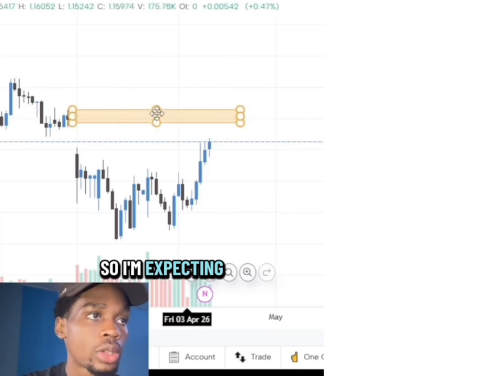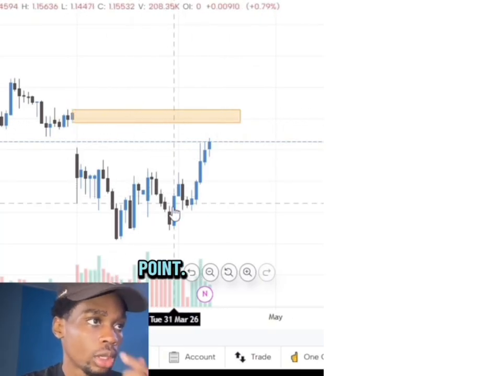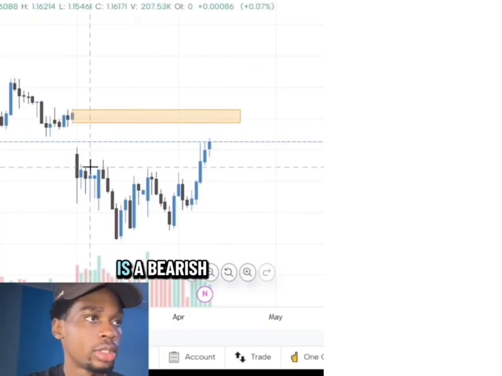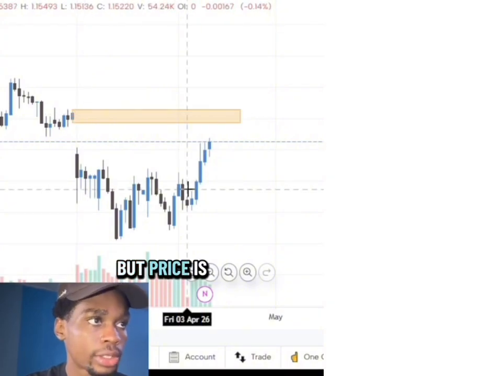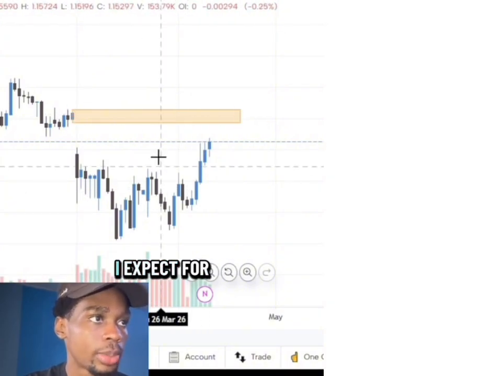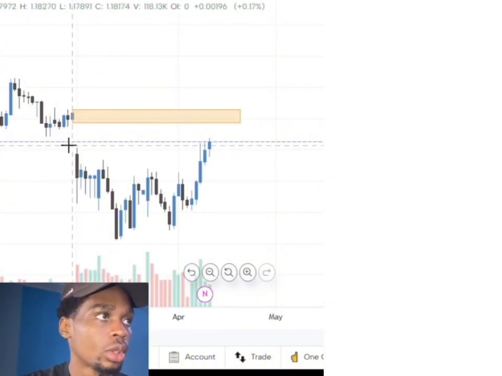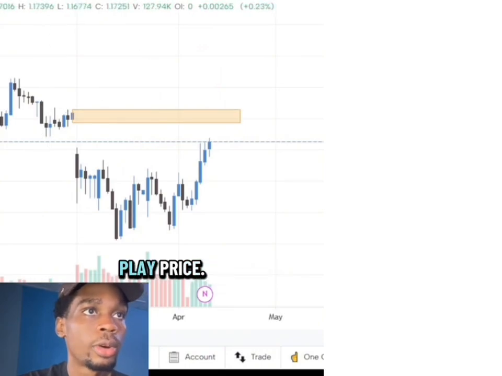So I'm expecting price to have some sort of reaction from this point, because overall trend is a bearish trend, but price is just pulling back. So that's what I expect for price to have a reaction from this point. Okay, so let's play price.